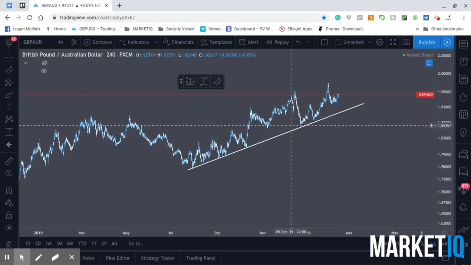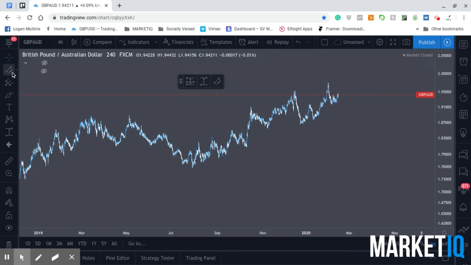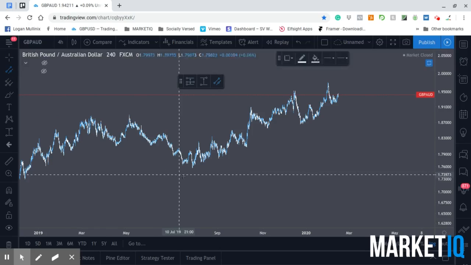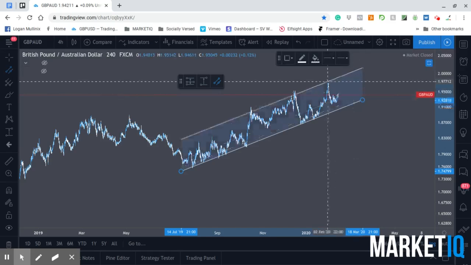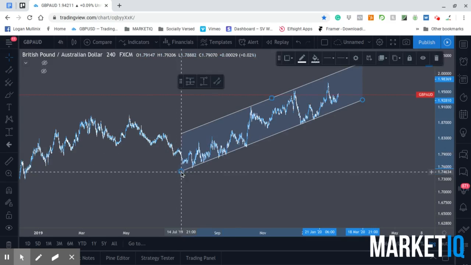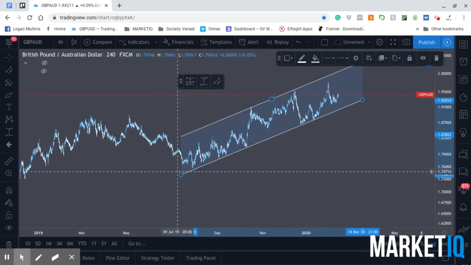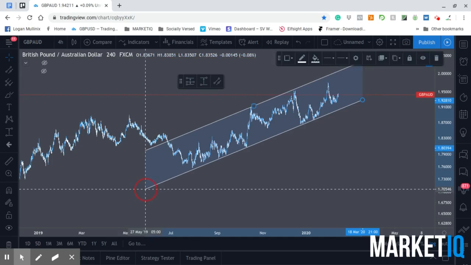And let's show you one more time how to access the parallel channel tool. So you go over here where the trend line is, scroll down, parallel channel tool. All you have to do is drag, and boom. Now obviously you can come in here and adjust your lines. So looking at this pair right now, we're looking at GBP/AUD on the 4 hour. Drawing up a parallel channel.